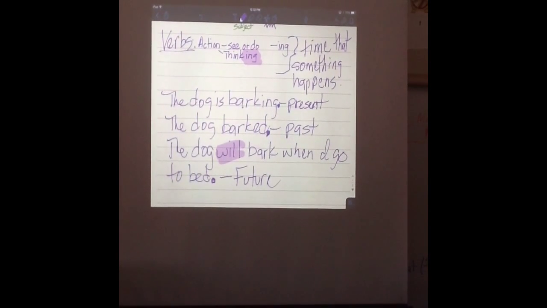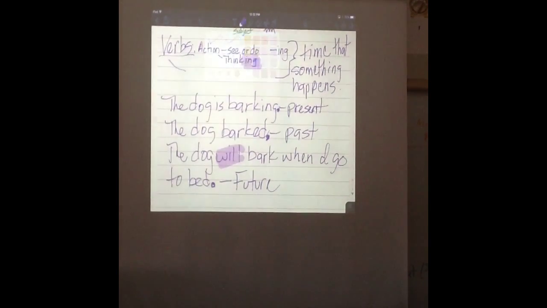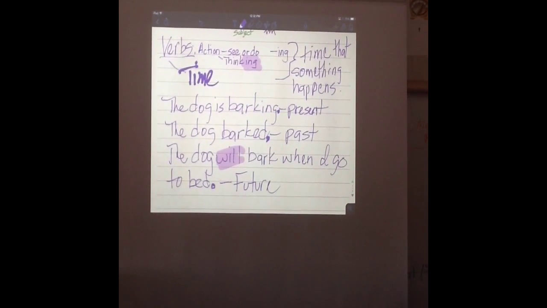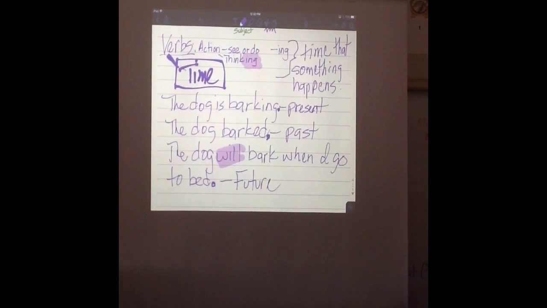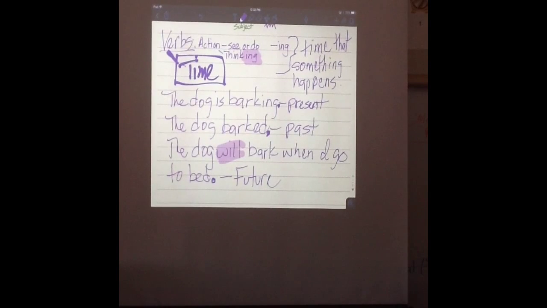So, as you can see, verbs tell us the time that something happens. Verbs tell us the time. So that's how we figure out what the time is in a sentence, is by the verb. Does that make sense? Yes.